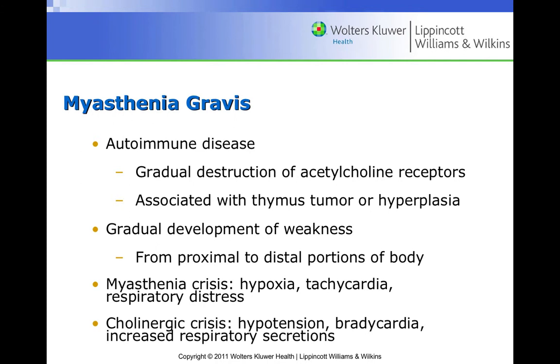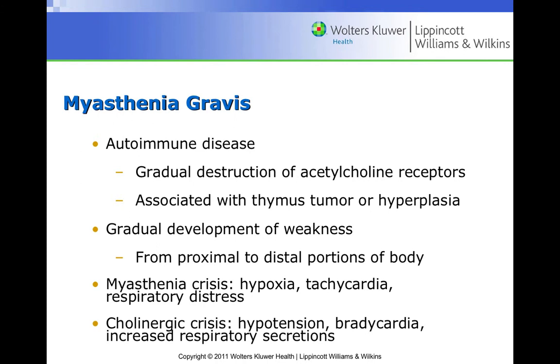Another type of crisis that occurs with myasthenia gravis is a cholinergic crisis, and this is where we would see severe drops in the blood pressure, slowing of the heart rhythm, and increased respiratory secretions because the mechanisms are not working to get the secretions out. Again, another emergency type situation.